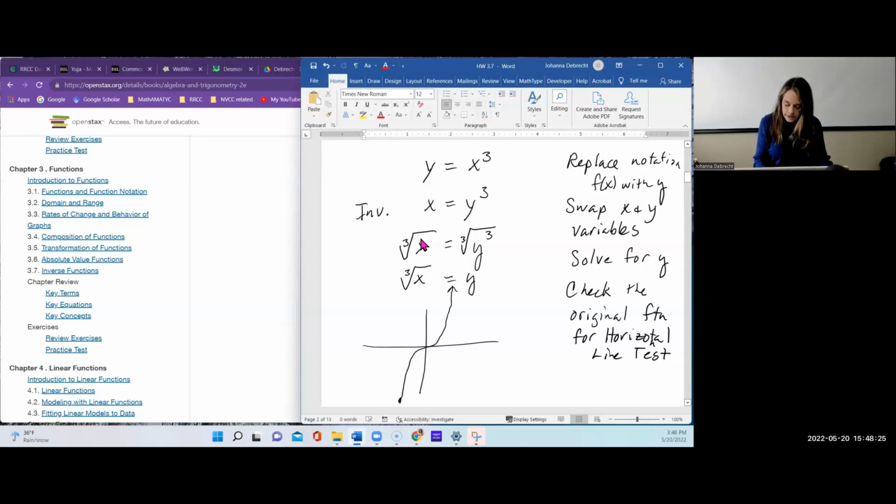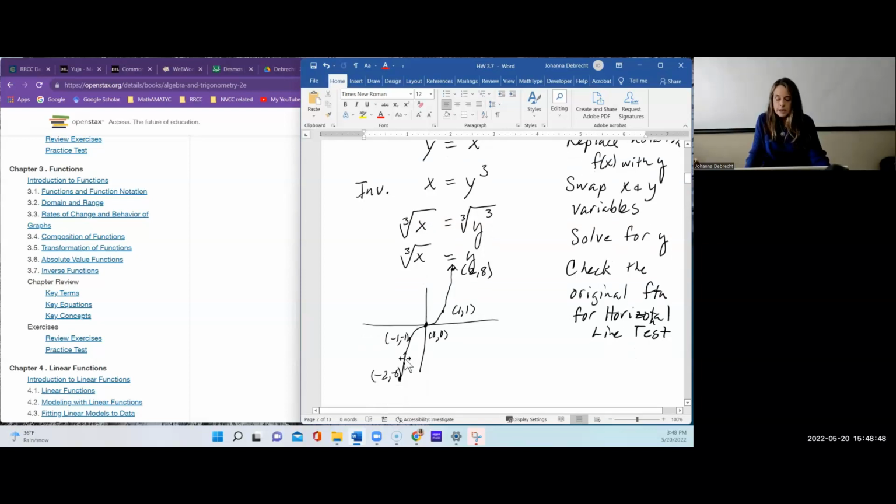It has the points (-2, -8), (-1, -1), (0, 0), (1, 1), and (2, 8) on the graph. As one of our toolkit functions, you should have already memorized what this looks like. When we're looking at this one, we know it passes the vertical line test because it is a function.